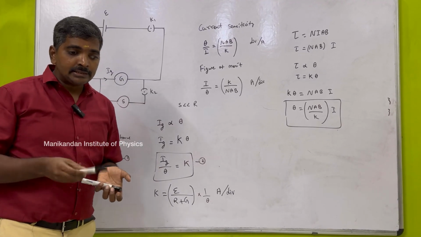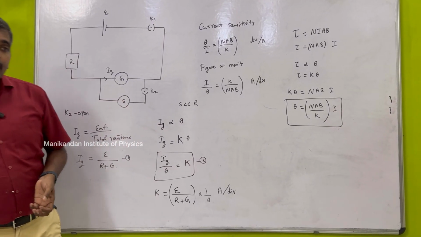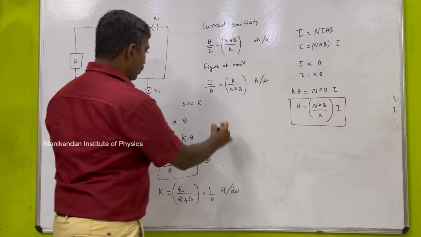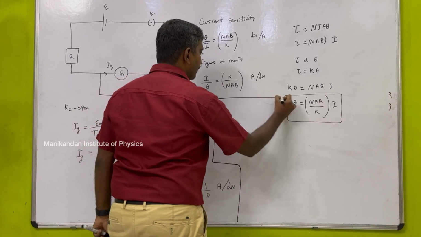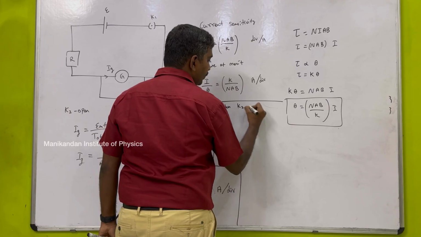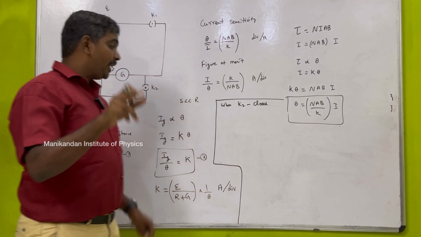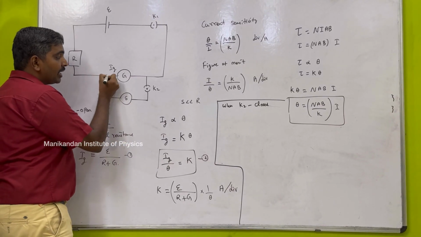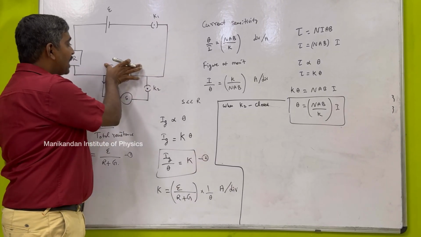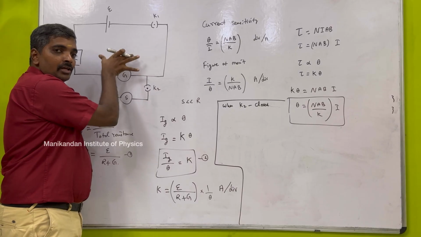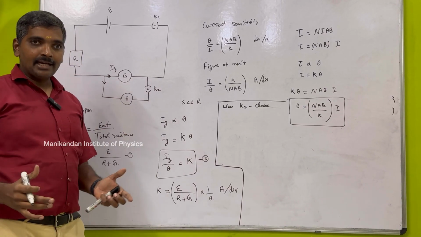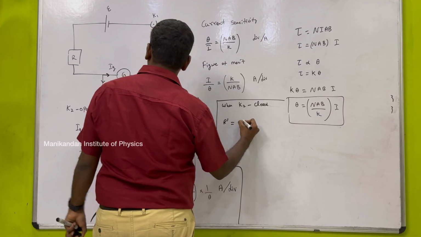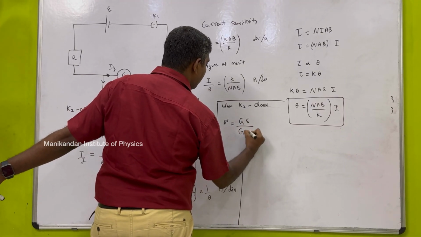Then how can I calculate the resistance of the galvanometer? If you want to find the resistance of the galvanometer, we are going to close this K2. When K2 is closed, now the shunt resistance is included with the galvanometer. Now this is parallel with this. So the current through the galvanometer gets split because this is parallel to this. Whatever the potential drop across the galvanometer is equal to the potential drop across the shunt. So now the resistance of these two in combination will become R prime equals G into S by G plus S.